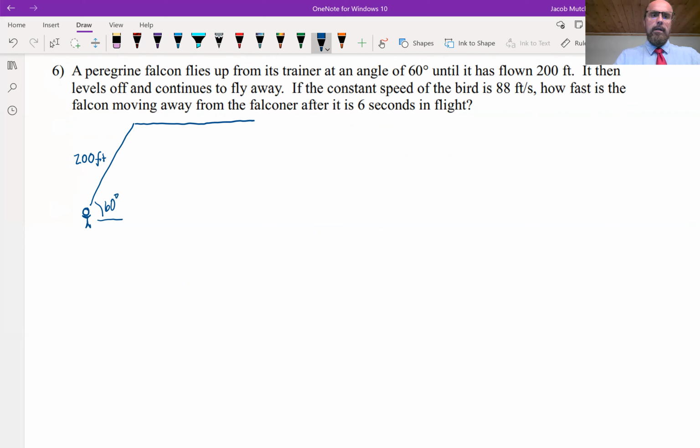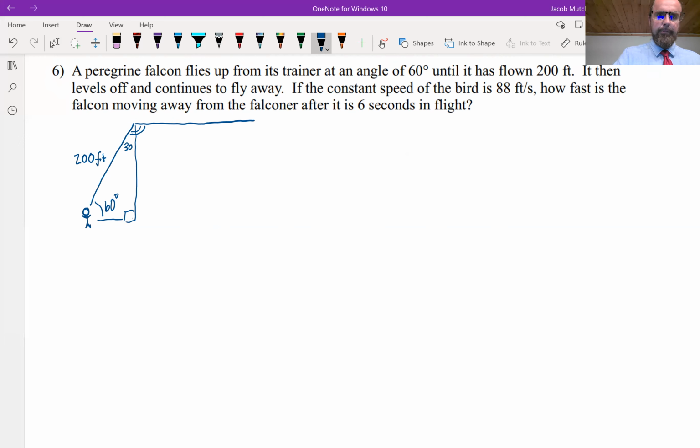Now, if I complete the sides of this triangle, I really am interested in what this angle that the bird is making as it flies over. So I can see that by creating another right triangle here on the ground first. So if that's a 90 and that's a 60, this angle must be 30.